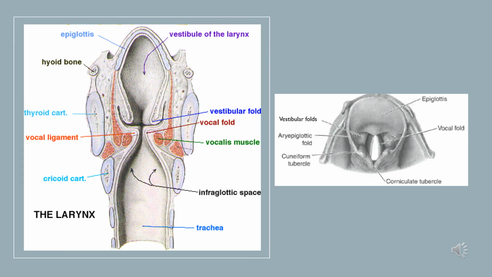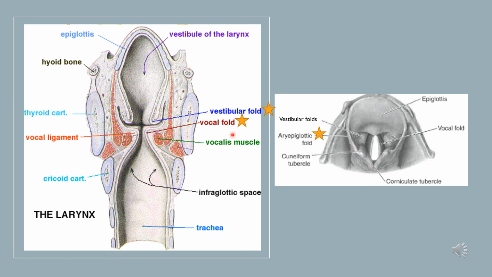The left picture is a posterior view of the larynx sliced in half. The 3 pairs of laryngeal mucus folds are the aryepiglottic folds, the vestibular folds, and the vocal folds. The aryepiglottic fold is demonstrated here on the right. The space between the aryepiglottic folds is called the inlet of the larynx.